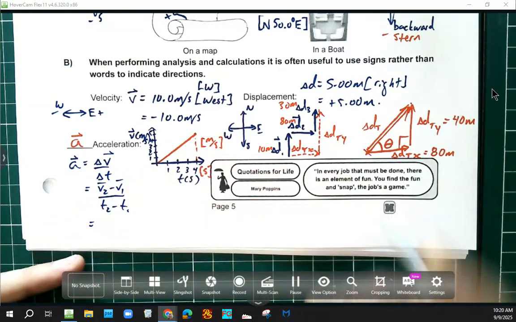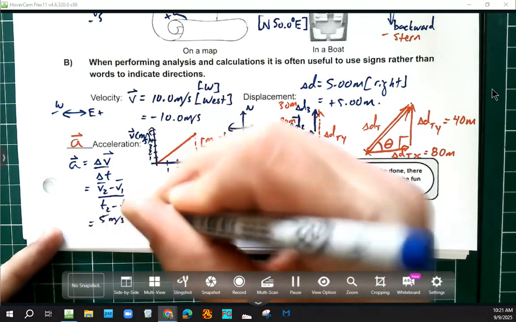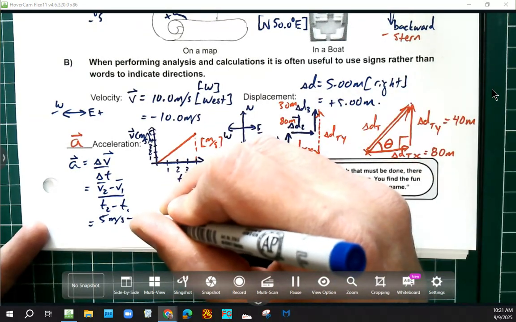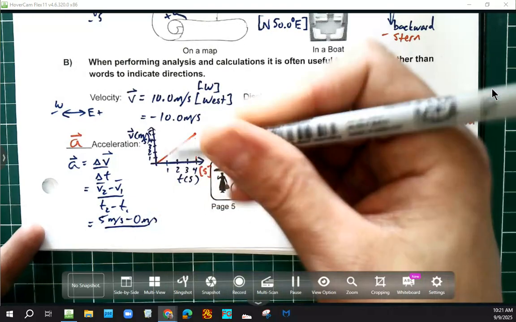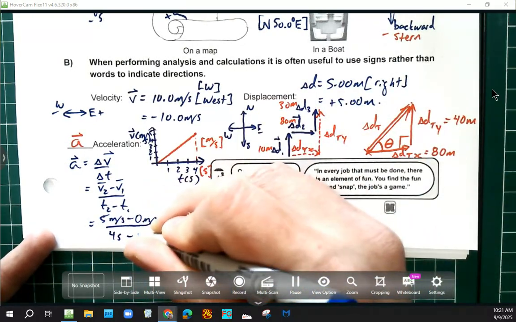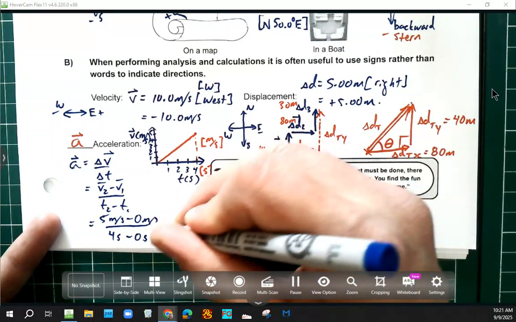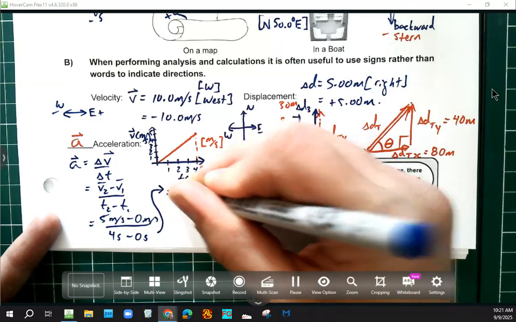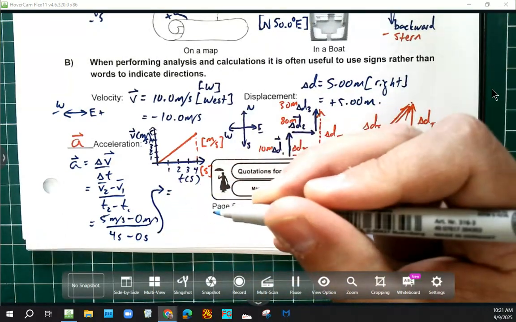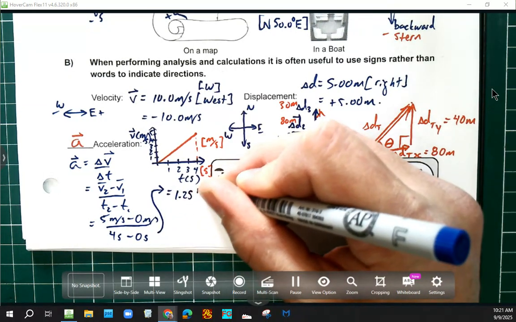And if I sub in my values, my v2 looks like it was 5 meters per second. My v1, it happened to go through the origin, 0 meters per second. My t2 was 4 seconds, and my t1 was 0 seconds. I've run out of space here, so forgive me, I'm going to pop up to the top. 5 divided by 4 is 1.25. Yeah, 1.25. And I could say, as I said before, meters per second.